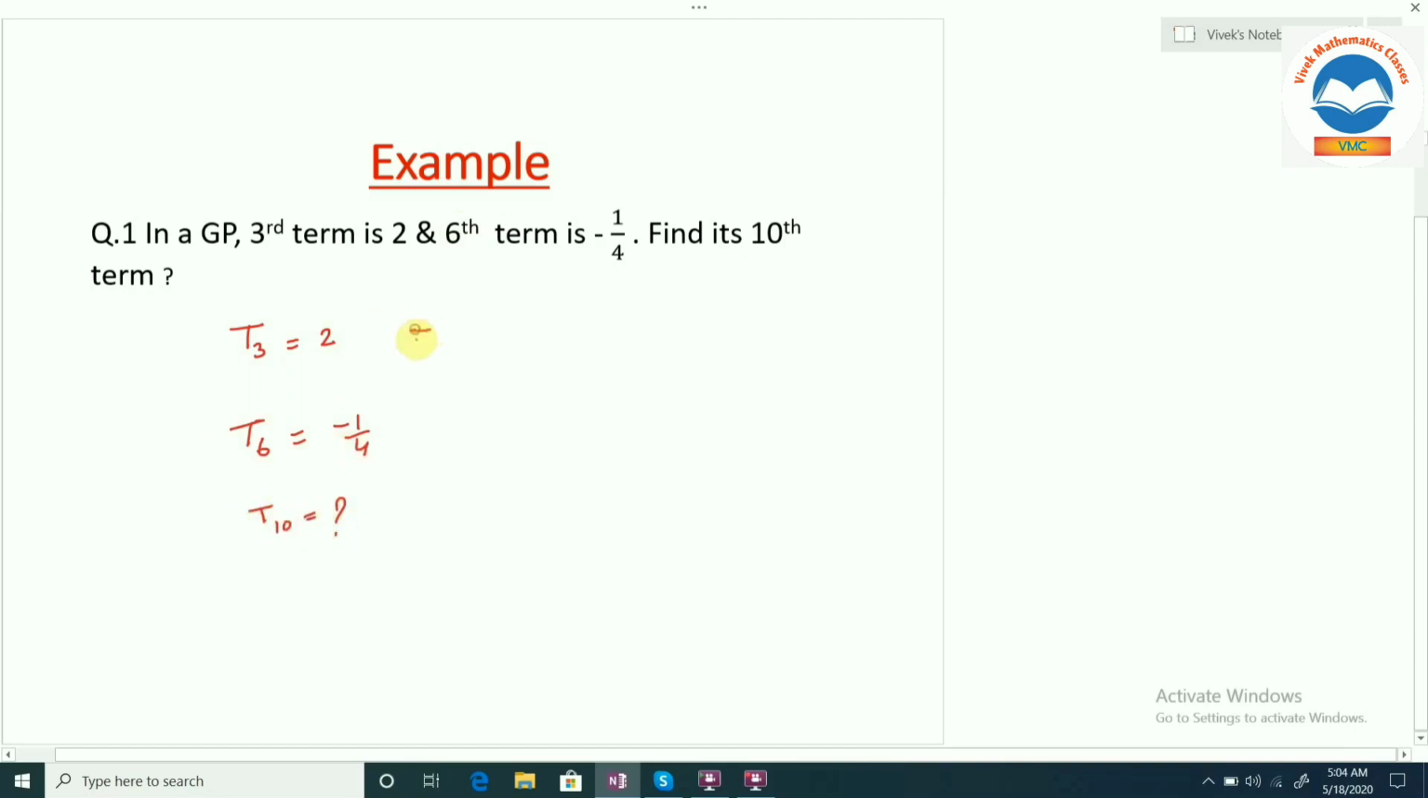Okay. So what is the T3 formula? ar square. This value they have given as 2. This is your equation number 1. What about the T6 formula? ar to the power 5. This value they have given as minus 1 by 4. Equation number 2. What to do?